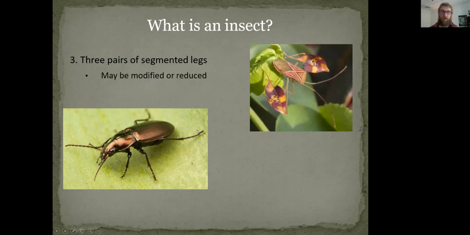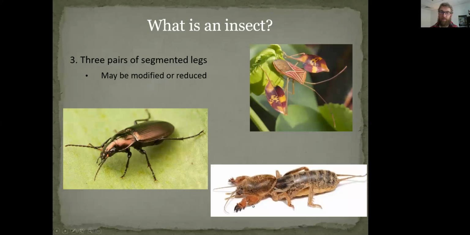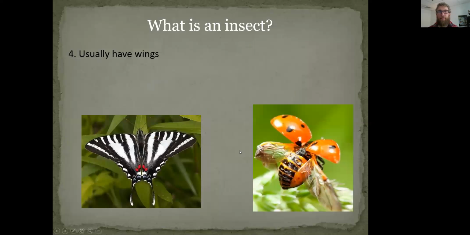But they also can be modified or reduced. So sometimes they turn into crazy things like this leaf leg bug, or in the mole crickets, these are used to dig really well. So there's a lot of different ways they can use those legs. It's not always just a simple body plan. Now, those are the three things all insects have.